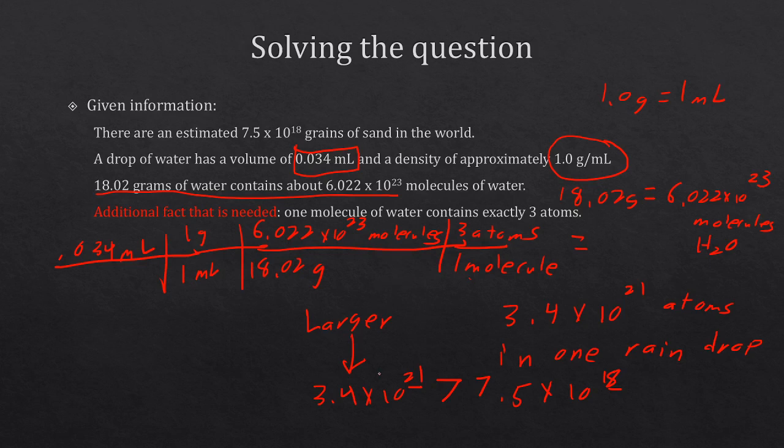Also, as a side note, remember that this is indeed larger than this, even though 3.4 is not as big as 7.5, because you need to go to your exponent first. 10 to the 21st is definitely bigger than 10 to the 18th. It would only be if they were the same exponent that we would have to compare the numbers up front, as long as they're both in scientific notation.